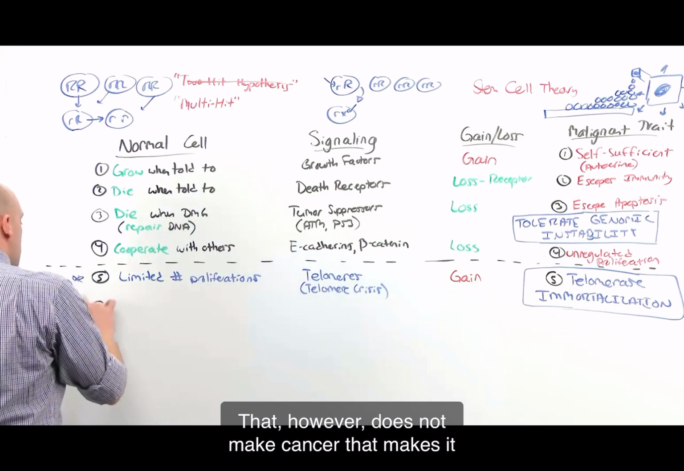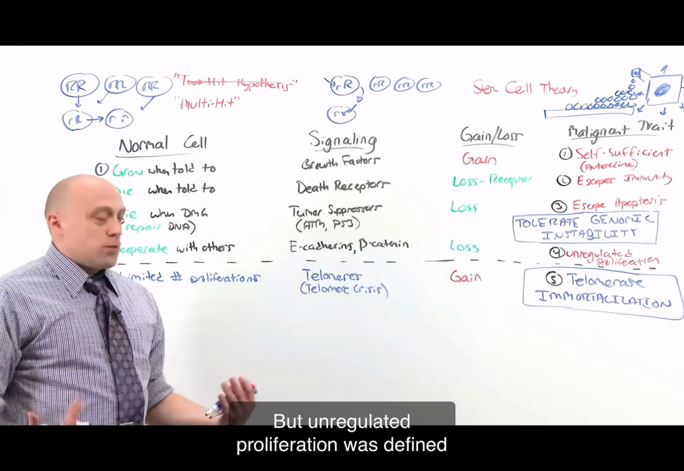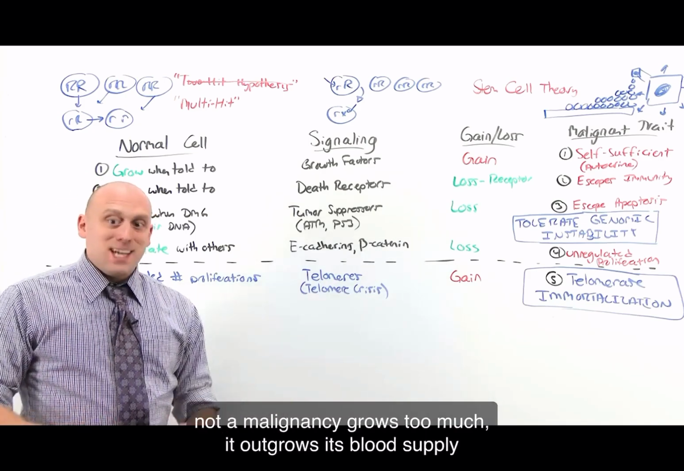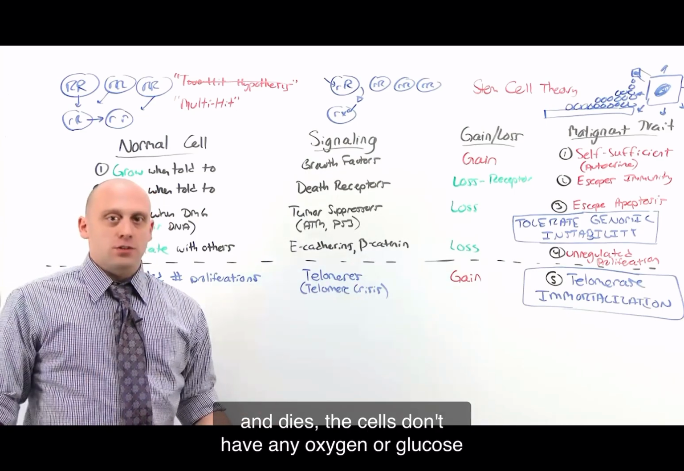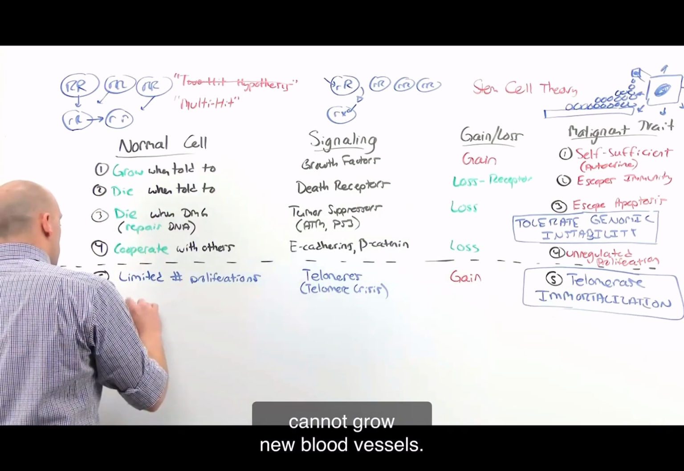That, however, does not make a cancer. That makes a pretty damn good cancer cell. But unregulated proliferation was defined in the first lesson as neoplasia, just growth. And if even a benign lesion that's not a malignancy grows too much, it outgrows its blood supply and dies. The cells don't have any oxygen or glucose, and so the tumor necroses. Because most cells cannot grow new blood vessels.